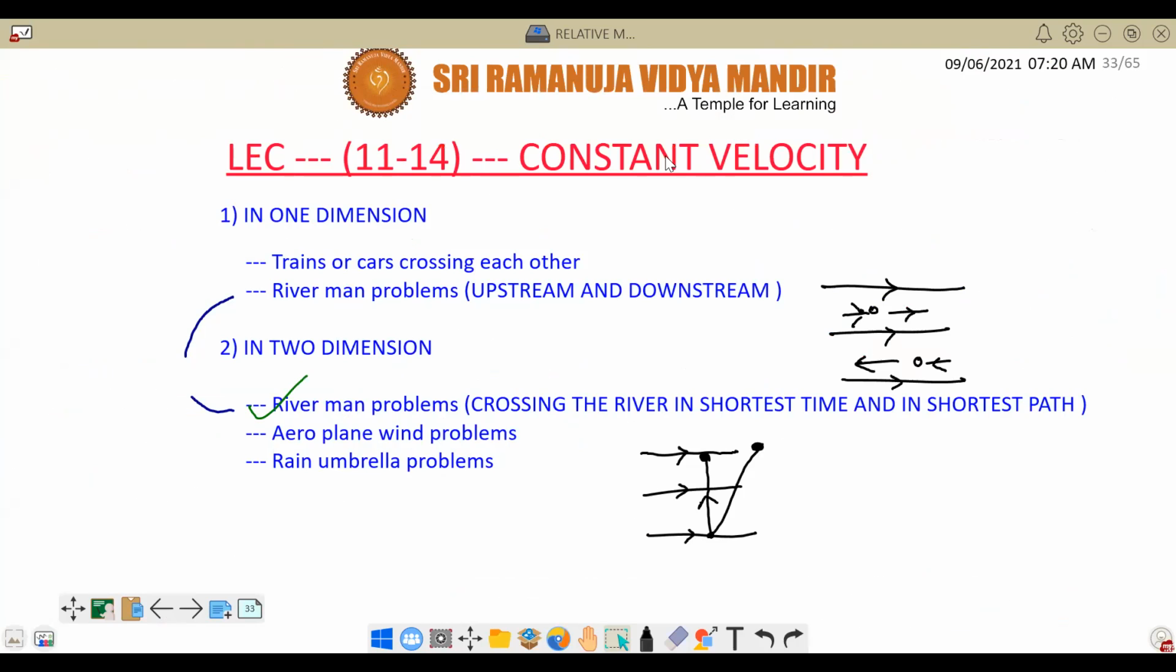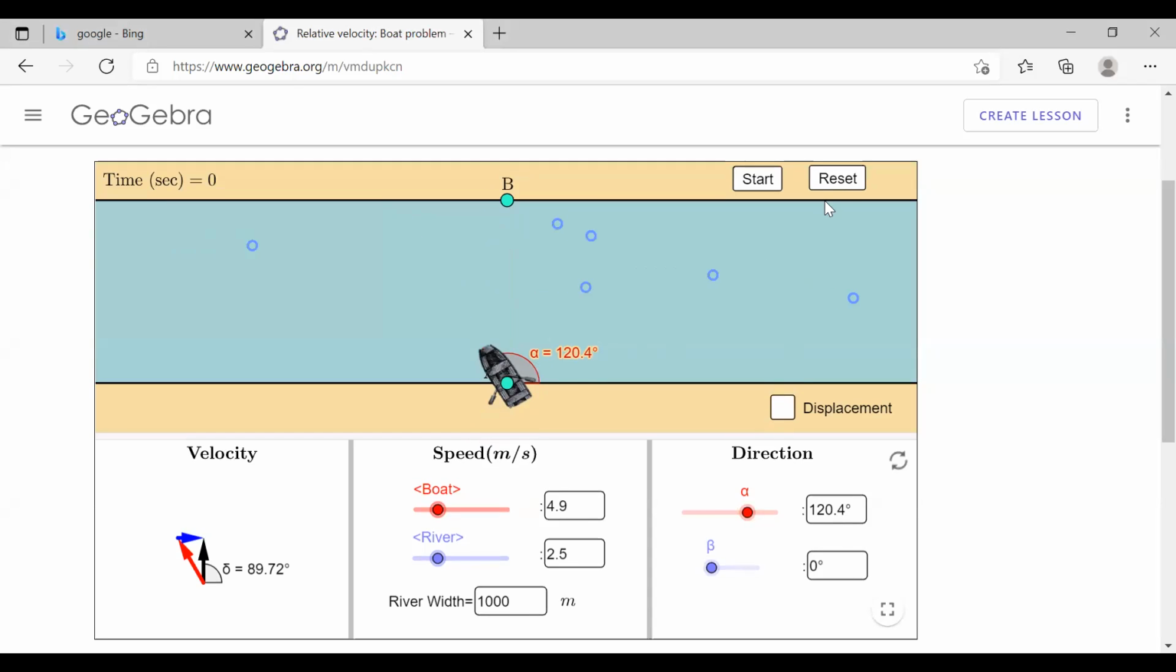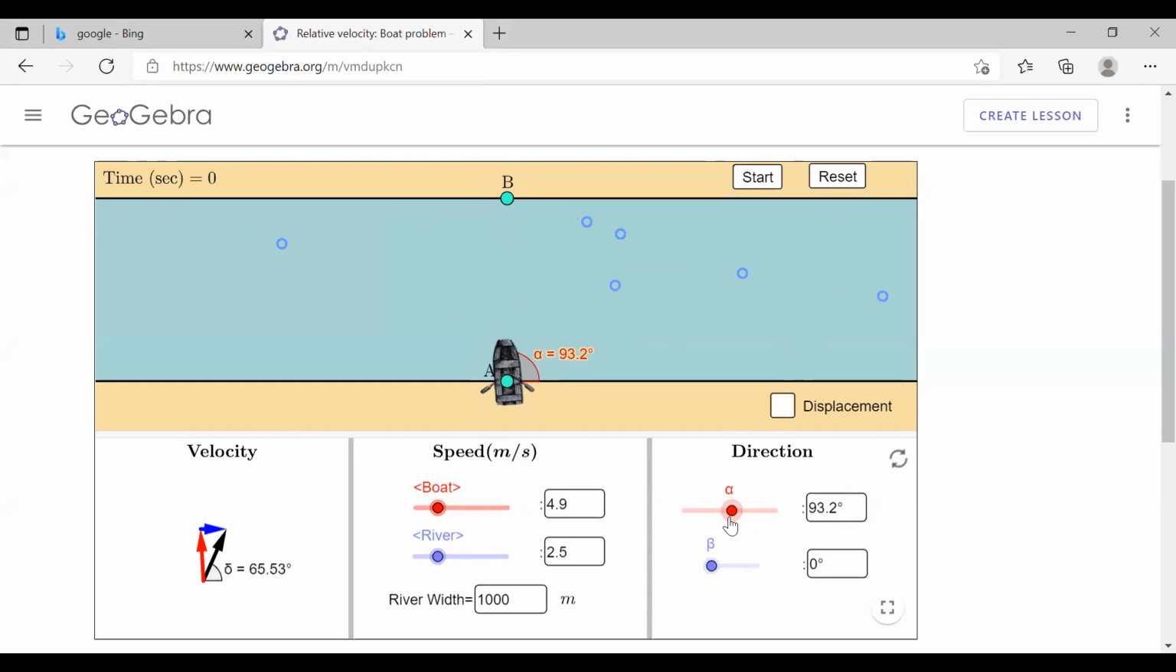Now let us take the same example. Let us take the same animation and see upstream and downstream. Upstream means what? Downstream means, I think you know, correct or not? What is meant by downstream? Tell me. Sir, the boat direction and the river direction are the same, sir. Yeah, downstream means now if the river is flowing right side, correct or not? The river is flowing right side.